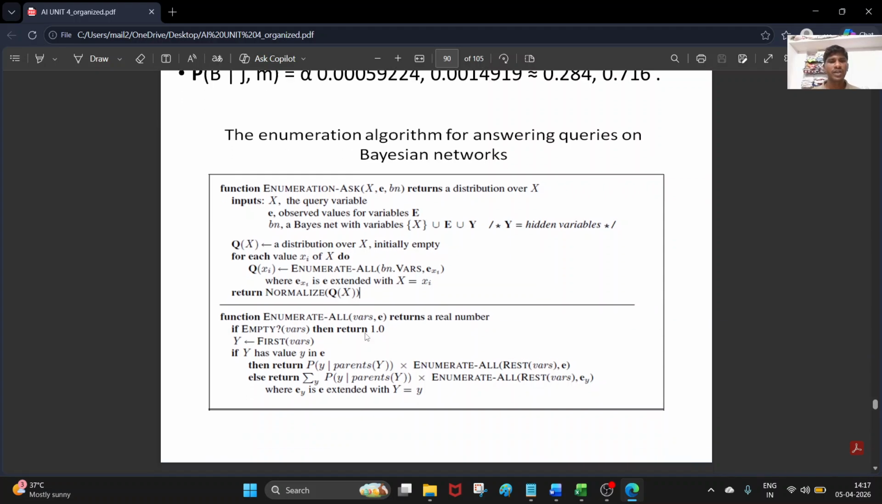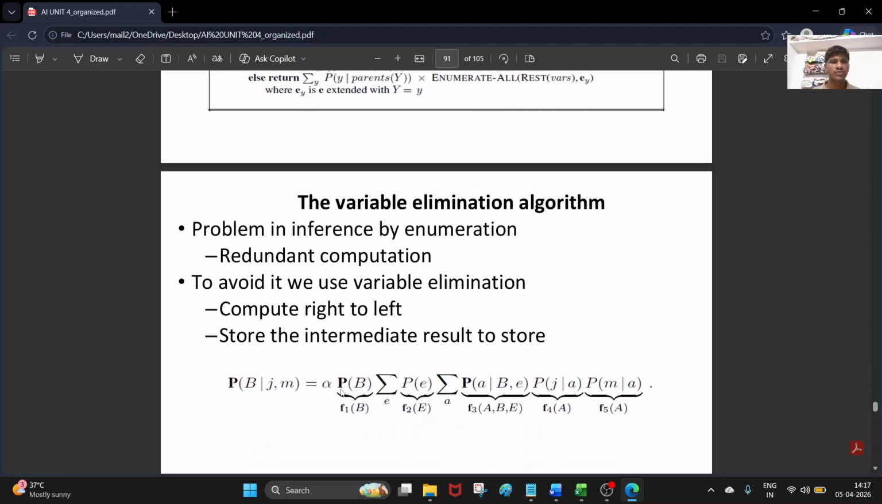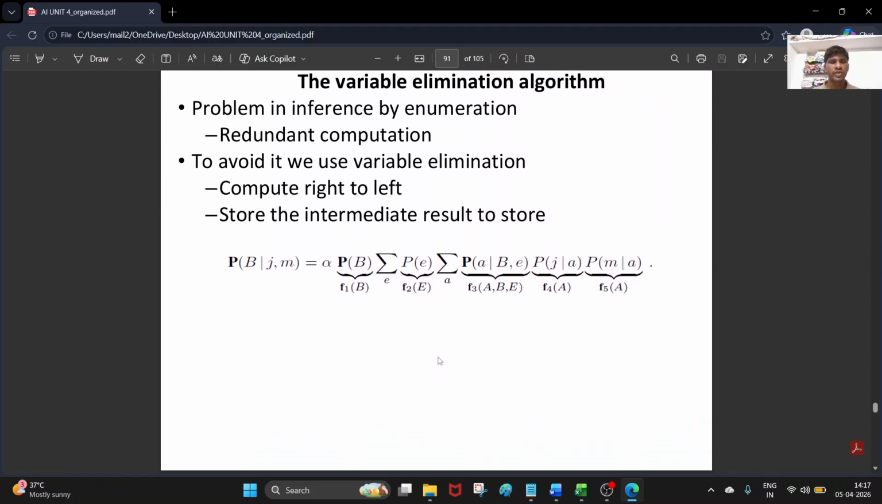So this is the enumeration algorithm, which has two functions: enumeration ask and enumerate all variables. The next one is variable elimination. Here we have to replace all the probabilities with functions.